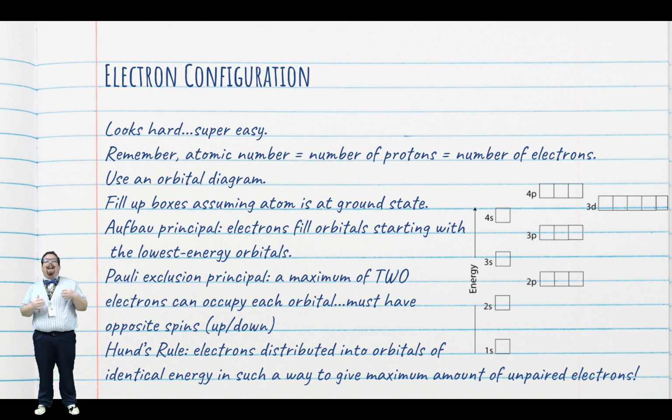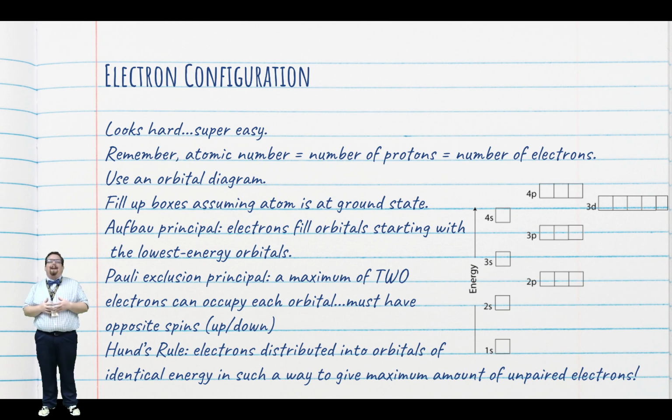We can describe an atom and its electrons by writing down its electron configuration. To do this, we take the number of electrons and fill in an orbital diagram, much like the one you see here. Each box on an orbital diagram represents one of the s, p, d, or f orbitals. Remember, the atomic number of an element is equal to the number of protons, and for atoms, it's equal to the number of electrons. So, here are our rules.